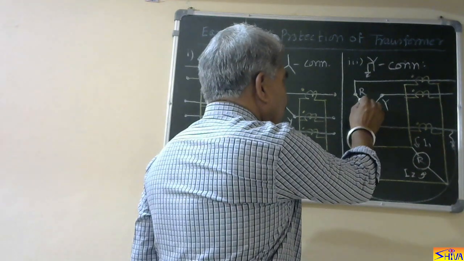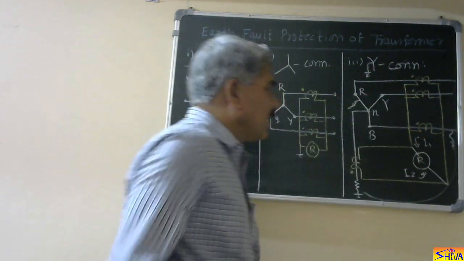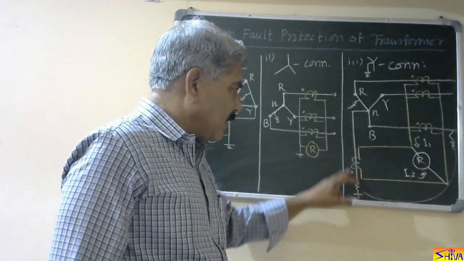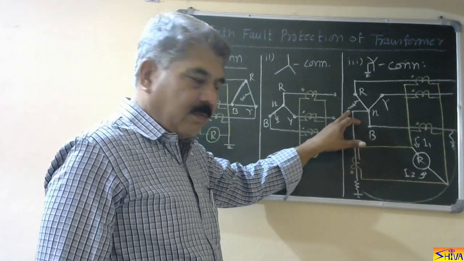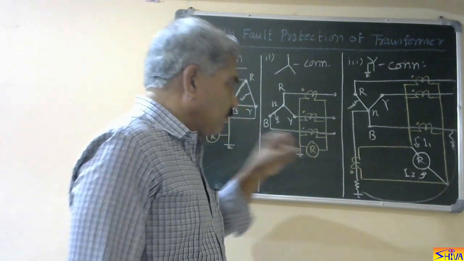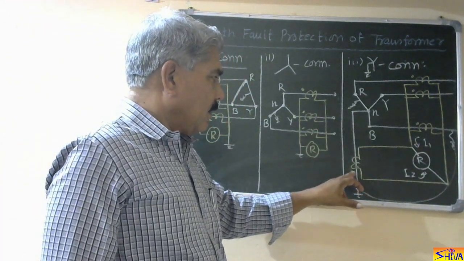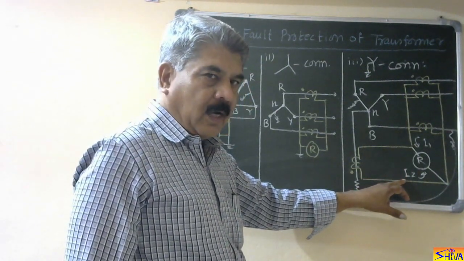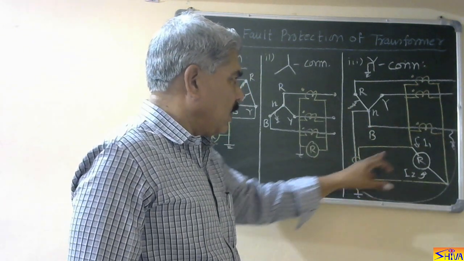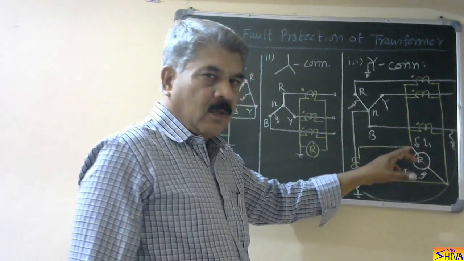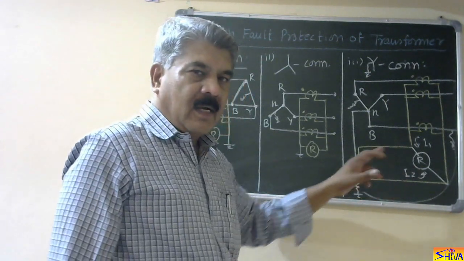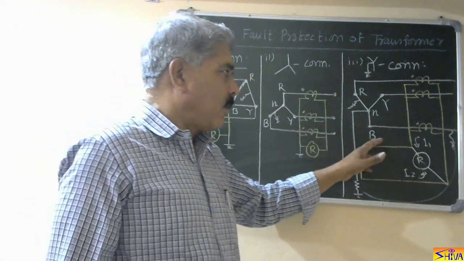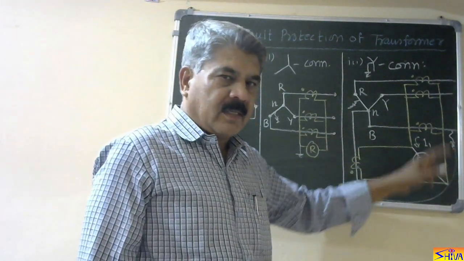Now internal fault. In case of internal fault, this current will be different, and whatever difference is there is also flowing through this. So I1 will not be equal to I2 because this is flowing through this neutral and this difference is flowing through this. So some current is flowing through the relay and relay will operate. It means this relay is able to detect internal fault only. It is not operating for the external fault.